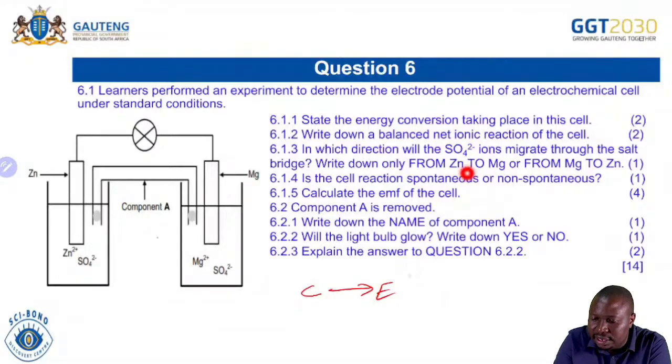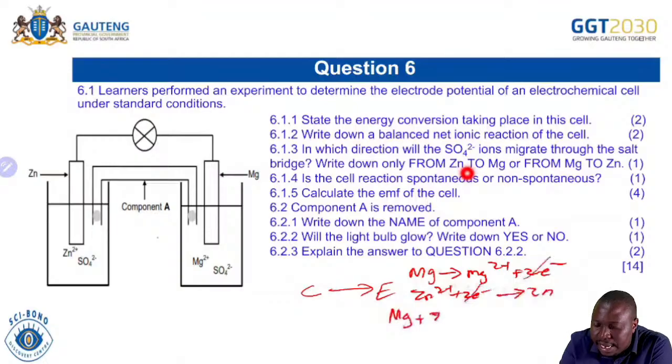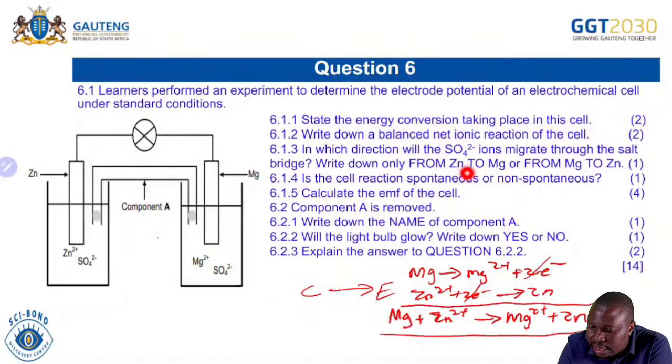Remember what I indicated on the previous page, that magnesium is losing electrons and zinc 2 plus is gaining electrons to form zinc. So what you do, you cancel the equal electrons. The electrons must be balanced, then you cancel them. What is on the left, you write on the left, like magnesium plus zinc 2 plus forming magnesium 2 plus and zinc. So you are able to write the cell like that. Then that is your 2 marks that you got from there.